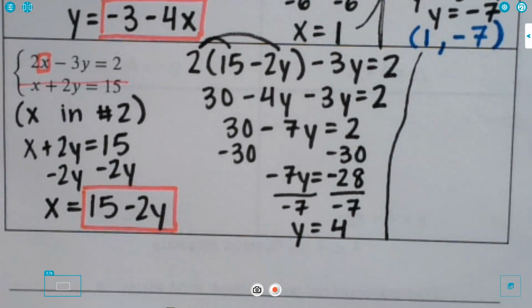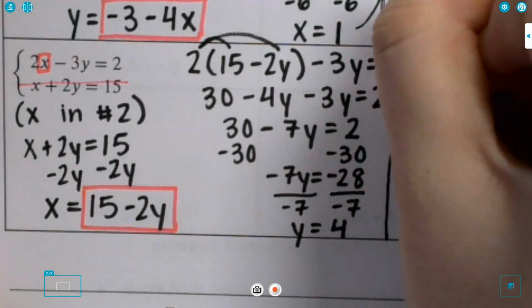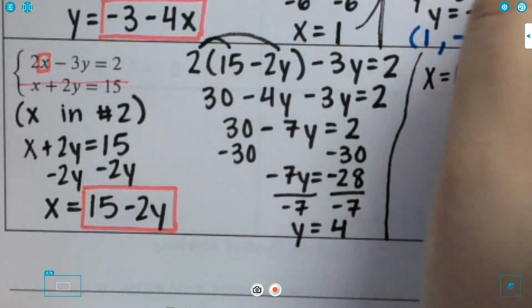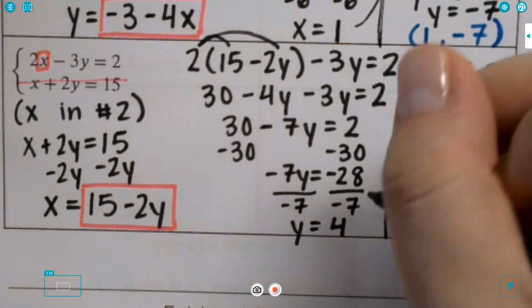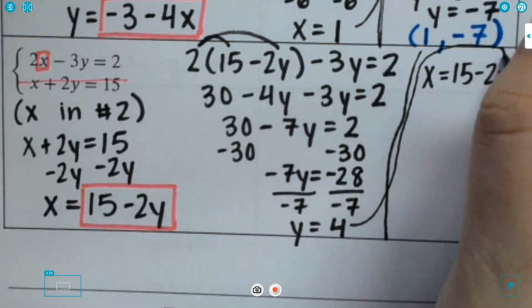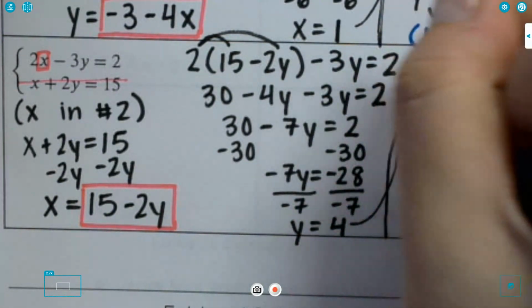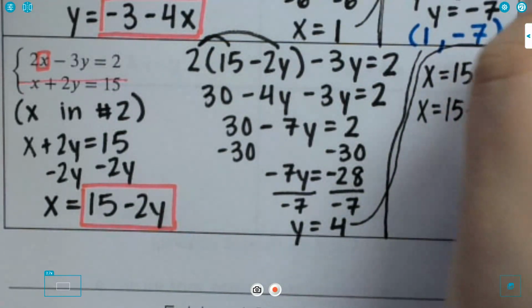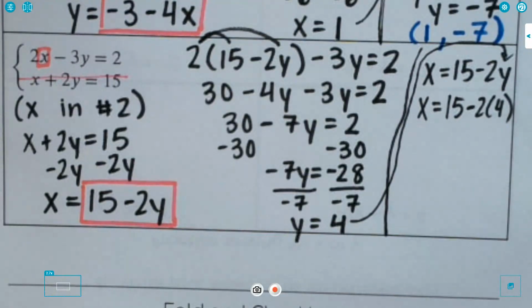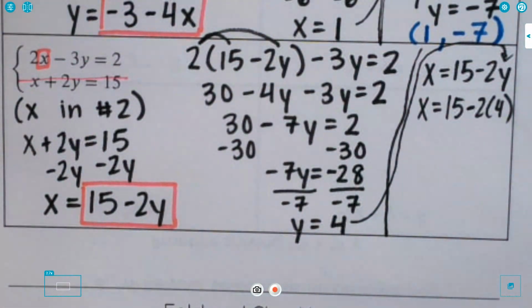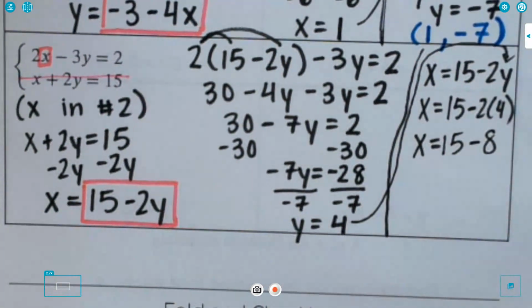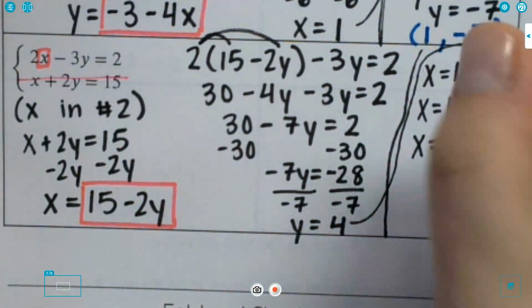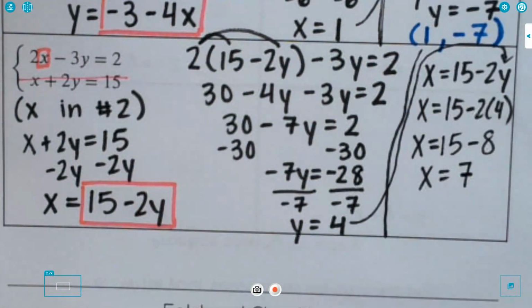Hey, so we are going to take that 4, we're going to plug it in for y to solve for x. That was a poorly worded sentence. So we've got that x equals 15 minus 2y. We're going to be plugging in the 4 for y, because we now know y equals 4. We've got x equals 15 minus 2 times 4. Two times 4 is 8. So now I've got x equals 15 minus 8. And 15 minus 8 is 7. So we get x equals 7.